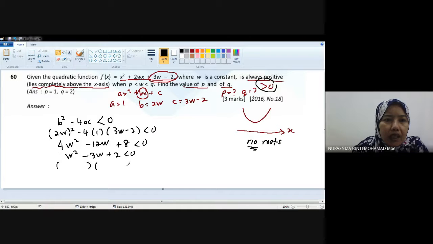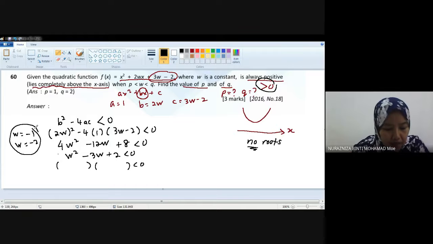So you press EQN. If you press EQN, you get w equals 1 and w equals 2. Okay? Double check. A is equal to 1, b is equal to negative 3, c equals 2, w equals 1, w equals 2. Now in factorization, we have (w minus 1)(w minus 2). Okay, so this is the question of inequality.